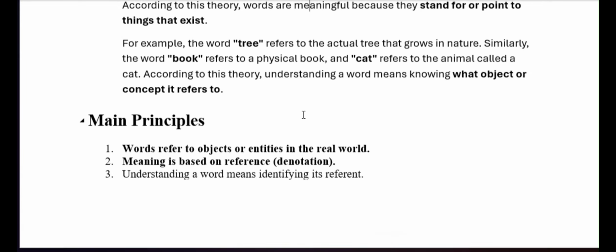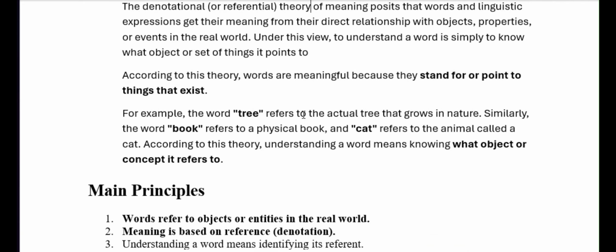Like, it does not define God. What is God? We do not see it, we do not know which object it refers to, but we know the meaning of God. So this theory does not define these different complex words, the words which we cannot sense or touch. Okay, another theory is the mentalist theory of meaning.